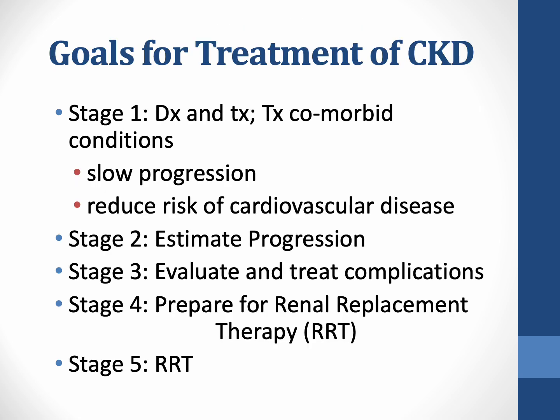The goals of chronic kidney treatment involve, in stage 1, you want to diagnose and treat the underlying conditions to slow the disease progression and reduce cardiovascular risk. In stage 2, you want to monitor and estimate the disease progression. When your patient gets to stage 3, you want to identify and treat any complications. In stage 4, prepare for renal replacement therapy, really.